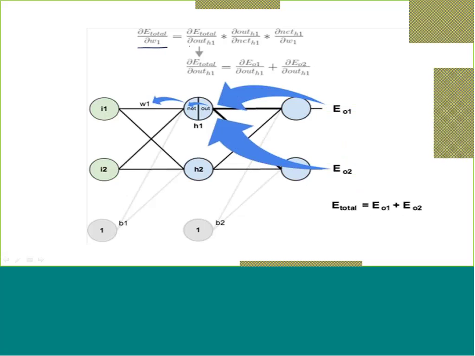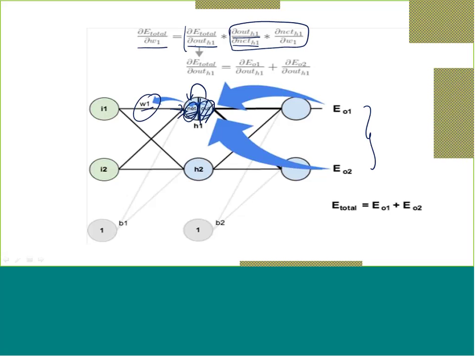I'm differentiating my total error with respect to out H1. This is out H1, right? Then I am differentiating out H1 with net H1. This is my net H1, right? And this net H1 is differentiated by W1. So this is straightforward. We have done it in the previous calculation. Out is differentiated by net, and net is differentiated by W1. And this is important here.